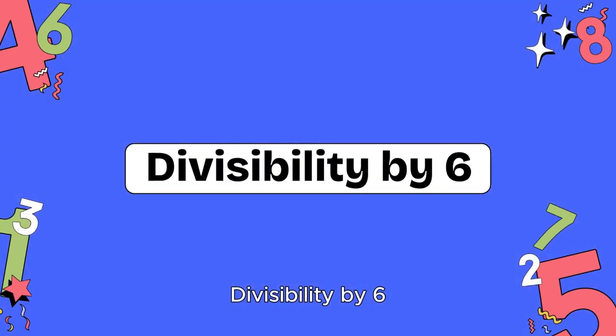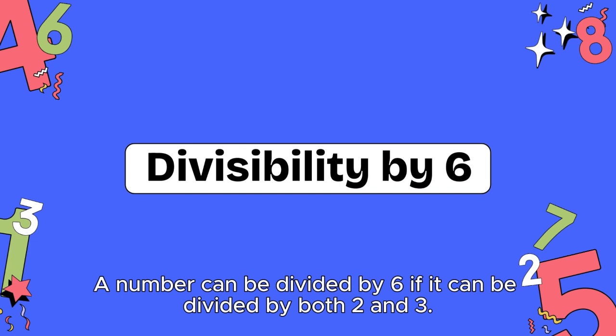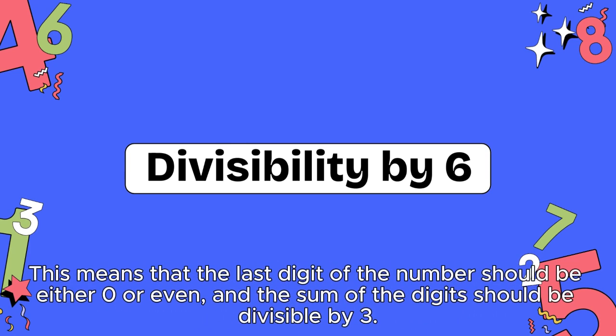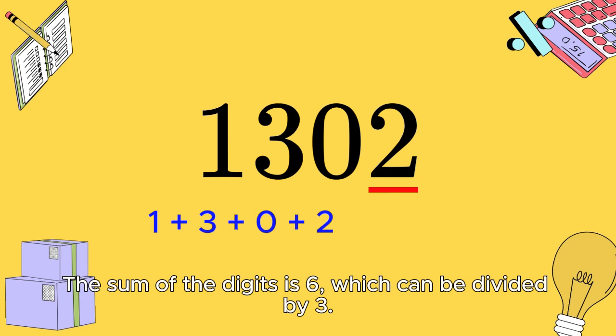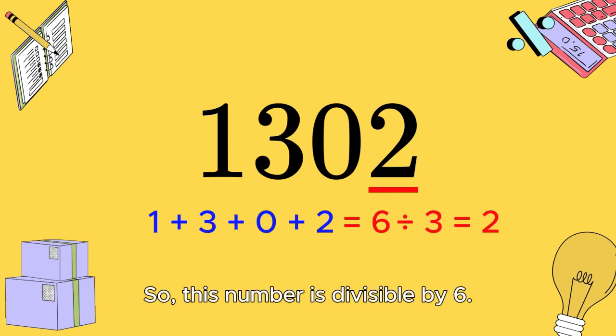Divisibility by 6. A number can be divided by 6 if it can be divided by both 2 and 3. This means that the last digit of the number should be either 0 or even, and the sum of the digits should be divisible by 3. For example, 1302. The last digit is 2, which is even. The sum of the digits is 6, which can be divided by 3. So this number is divisible by 6.